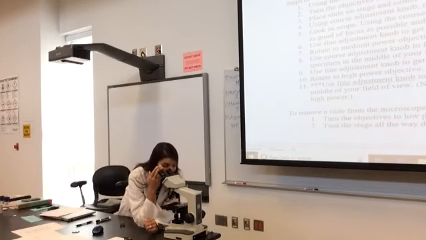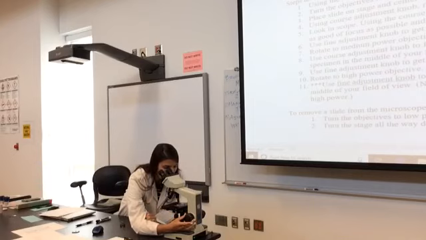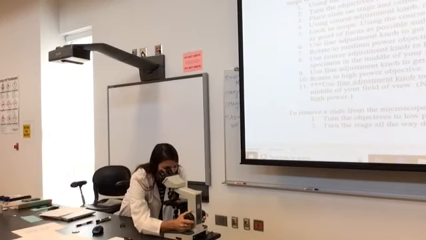So I am looking through my ocular, and I'm going to use my coarse adjustment knob to move my stage up until I can see, and I have it right there. I can see it. I am now going to use my fine adjustment just to make it a little bit clearer, and then I'm done.